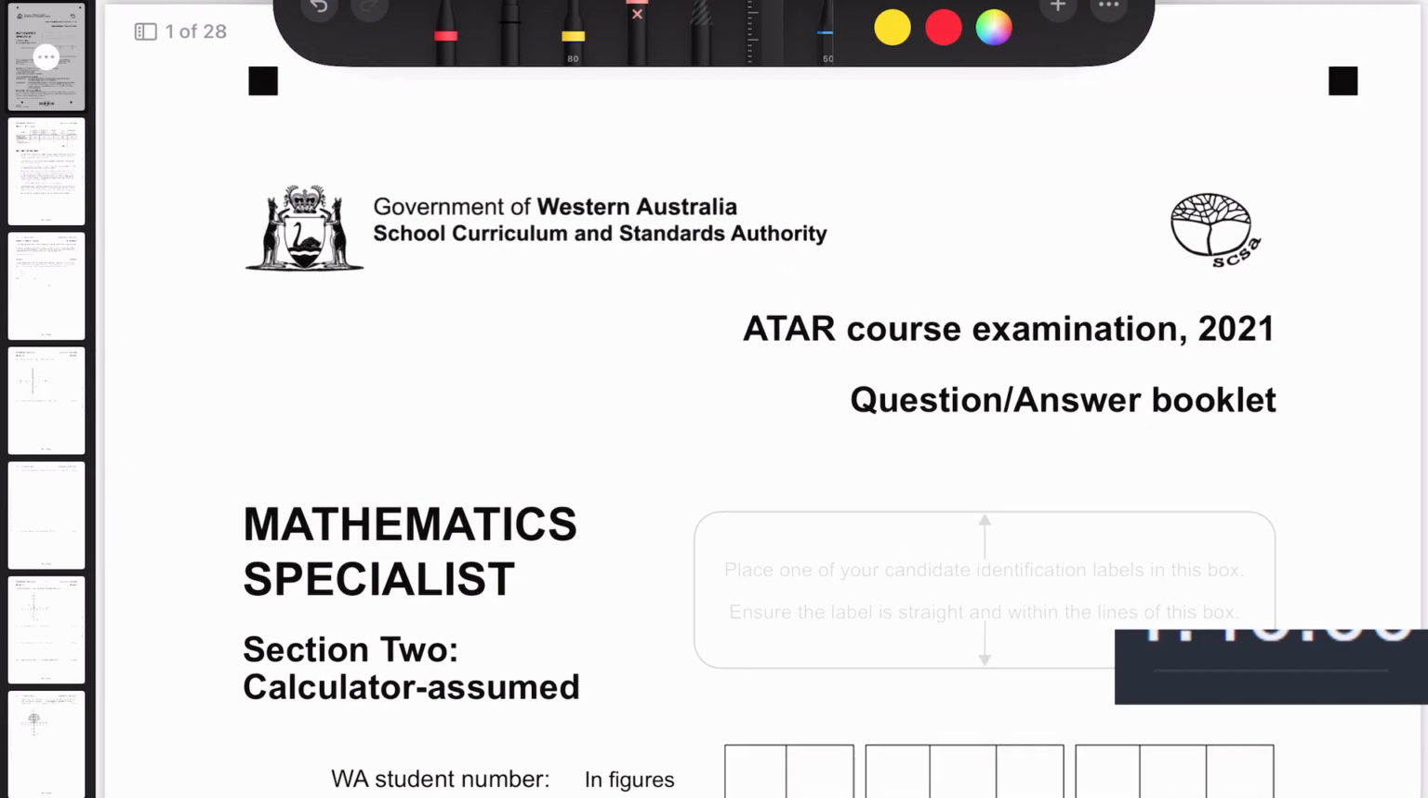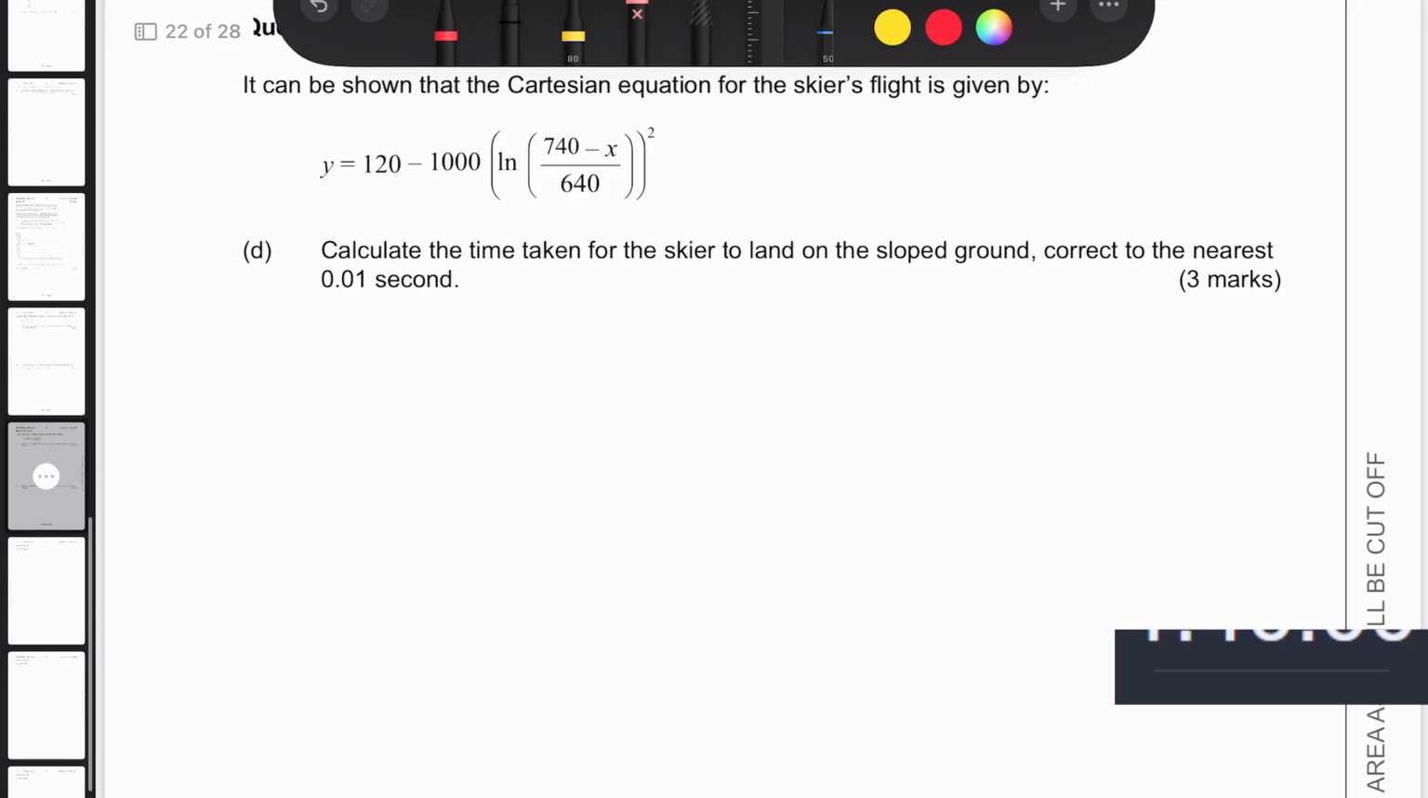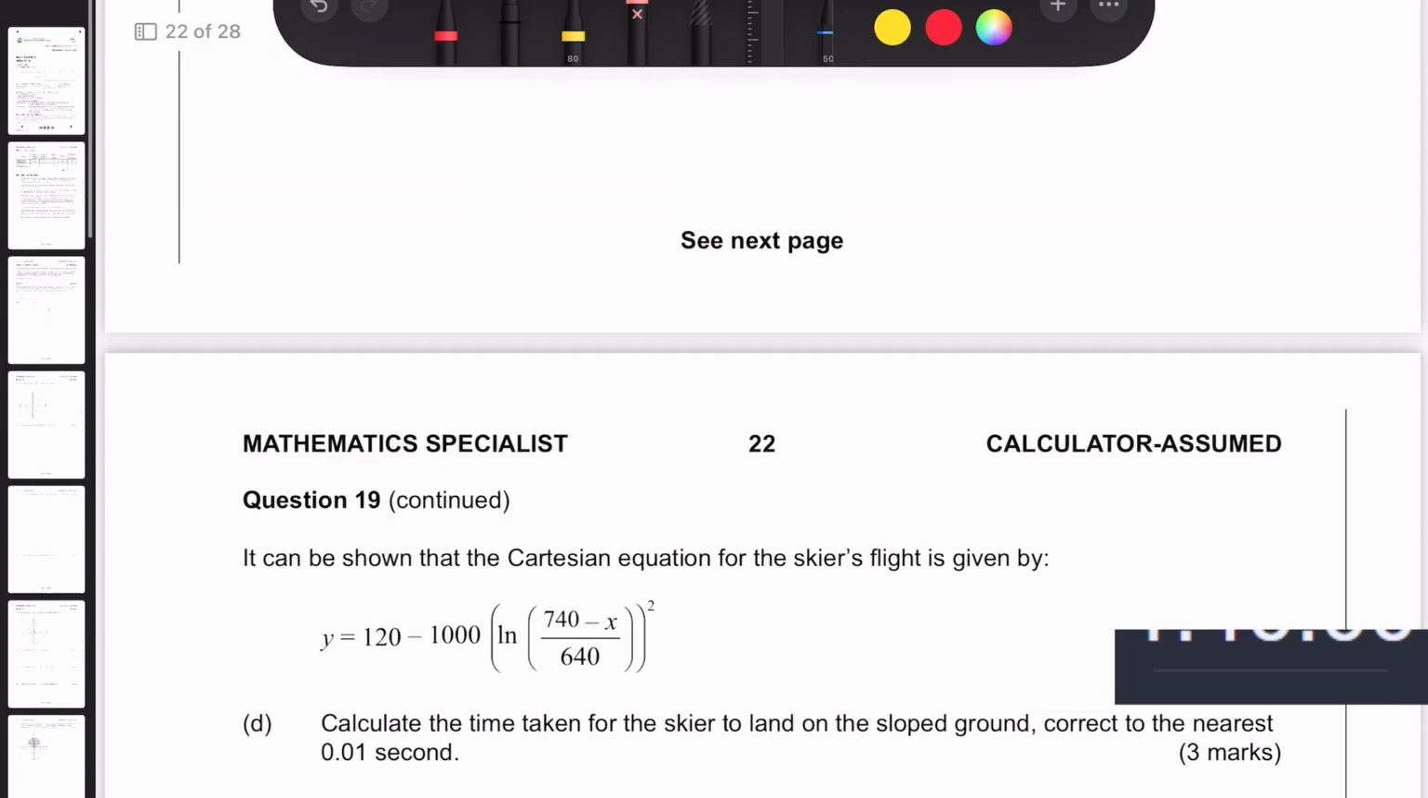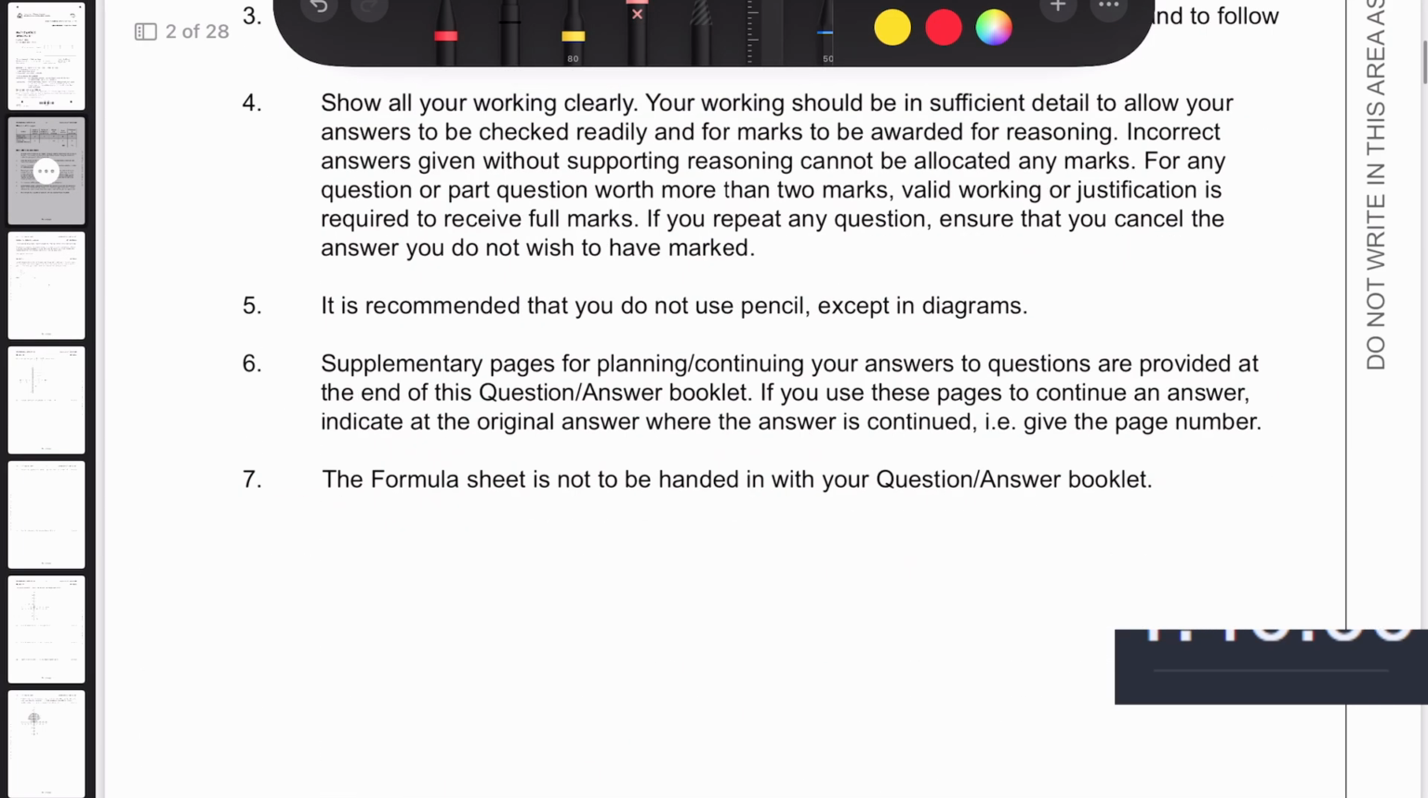All right, time to do 2021 calculator assumed. See how many pages we have to go through. 2021, 22 pages, okay. So, let's get started.